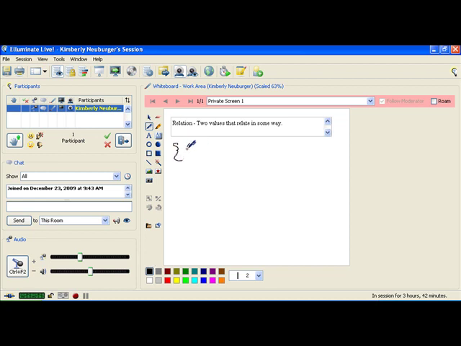So you might have a set of ordered pairs where you have 2 matching up with 4, and maybe it also matches up with 5, and then you have 3 matching up with 6. And this is a relation where you have some values that relate to each other. The 2 relates to the 4, and then another 2 relates to a 5, and then 3 relates to the 6.